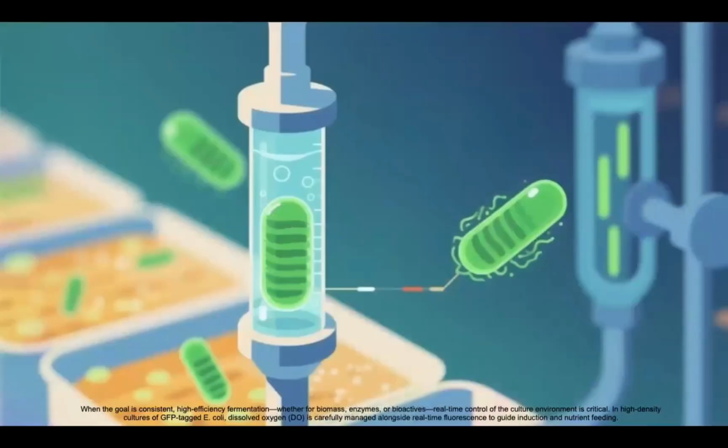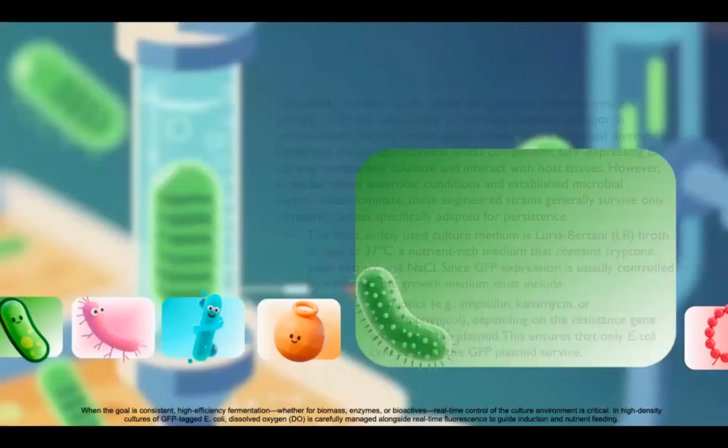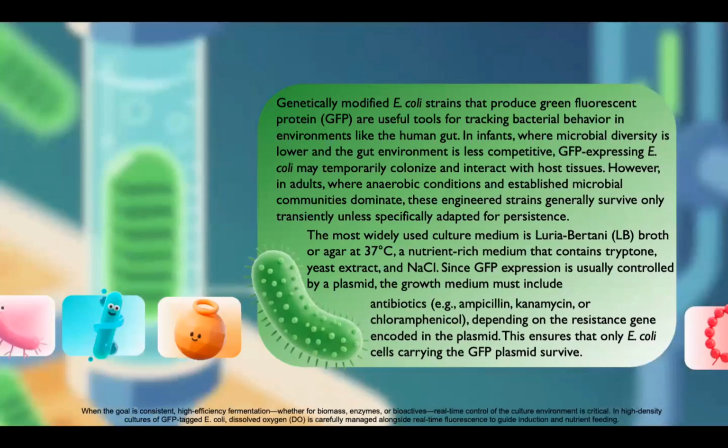When the goal is a consistent, high-efficiency fermentation, whether for biomass, enzymes, or bioactives, real-time control of the culture environment and its follow-up optimization are critical. In high-density cultures of GFP-tagged E. coli, dissolved oxygen should be carefully managed alongside real-time fluorescence to guide induction and nutrient feeding.